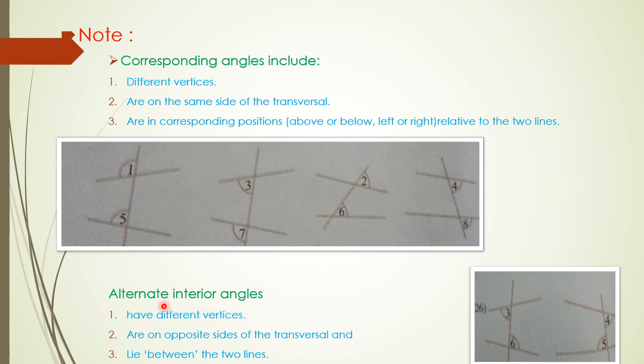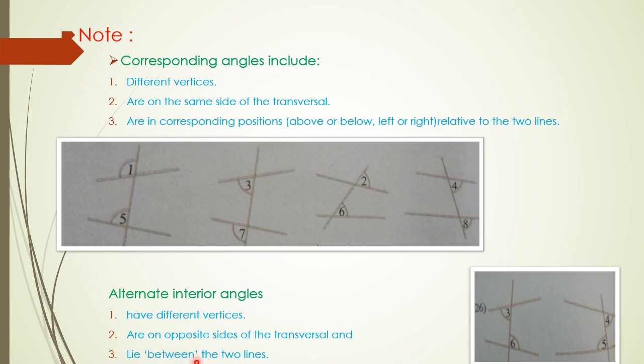So the points related to alternate interior angles: they have different vertices. Angle 3 vertex lies here, angle 6 here, and angle 4 here, angle 5 here. So they are different, and are on the opposite sides of the transversal. See, transversal opposite side. One is from left side, one is from right side. Similarly here, left and right.